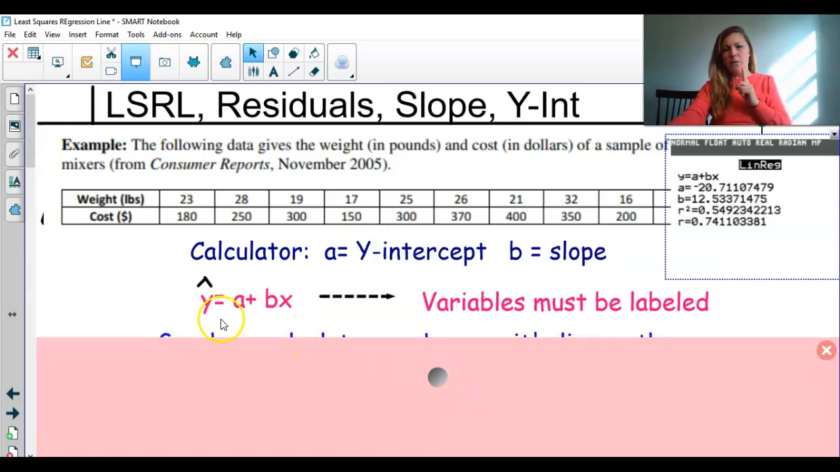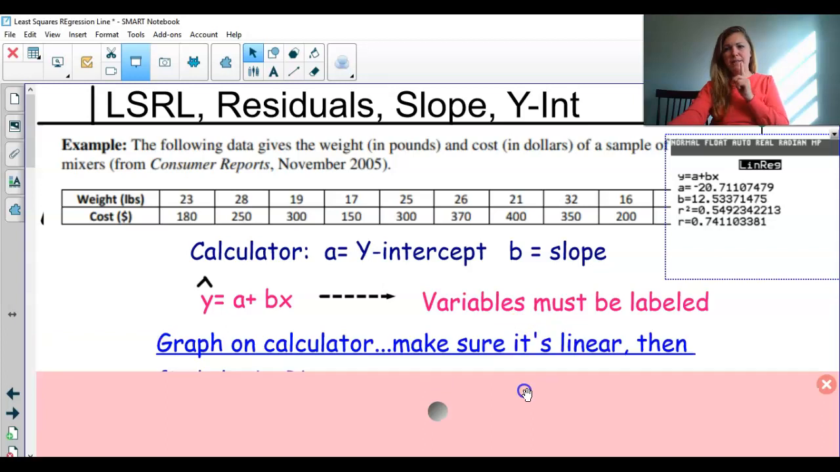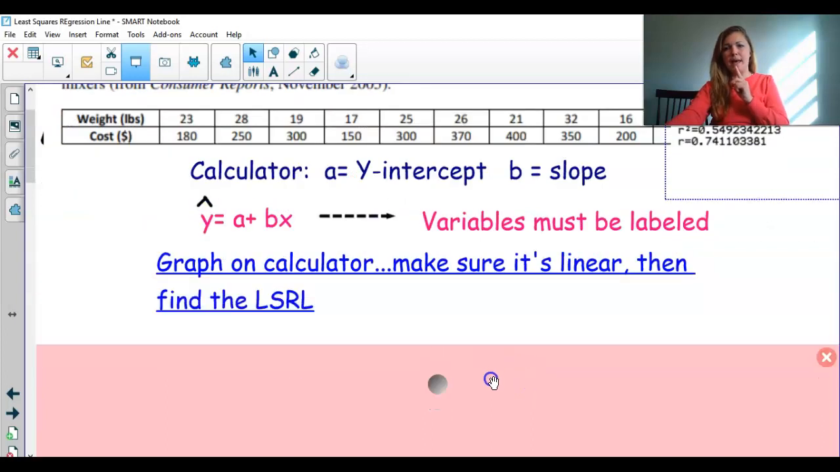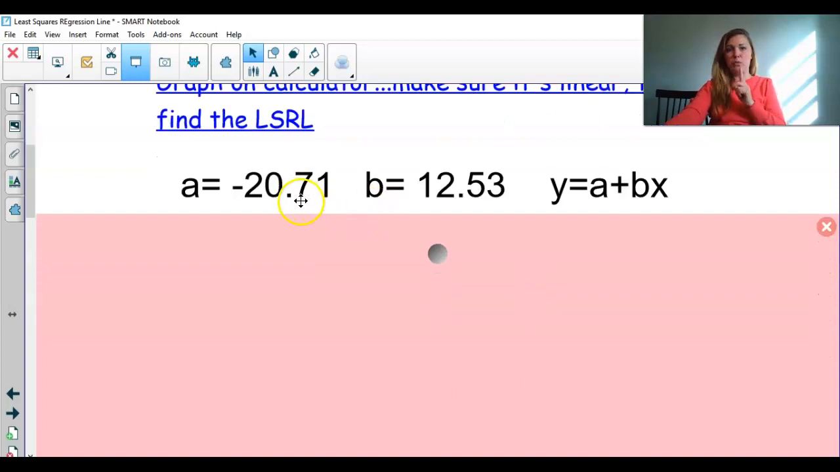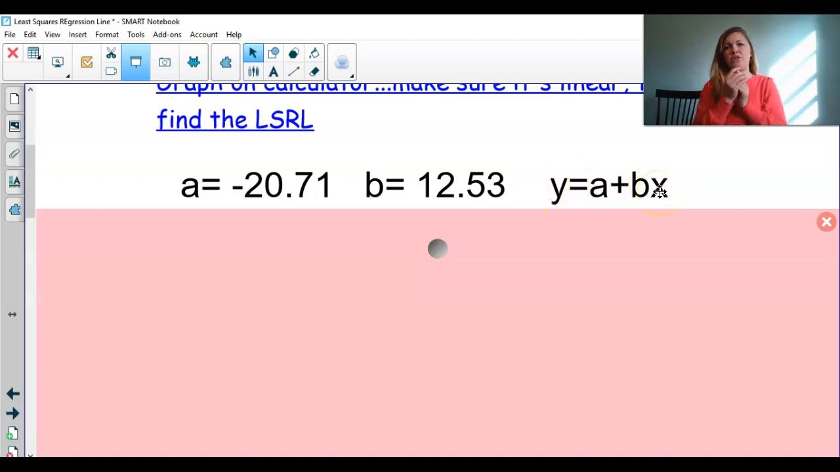Now, I did say y hat equals A plus BX. Our variables must be labeled. What does that mean? So you can see here, A is negative 20.71 and B is 12.53. When I plug A and B in, I don't want to just plug A and B in. I want to label what these variables are. So what is Y and what is X? Well, first of all, why do we come up with a least squares regression line? We come up with that because we want to use it for prediction.